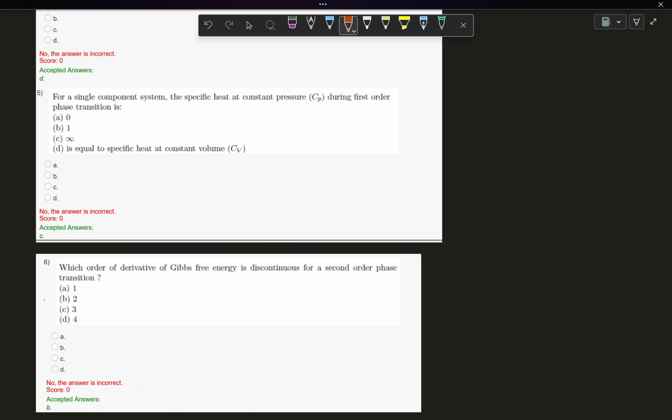And for the second order case, second order phase transition, because it is called second order, the idea is that the second order derivative is discontinuous at the phase transition point or temperature, but the first order derivative remains continuous. So that is the idea behind this naming mostly. This will be helpful for you to understand.